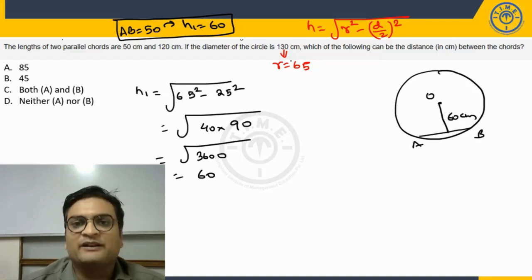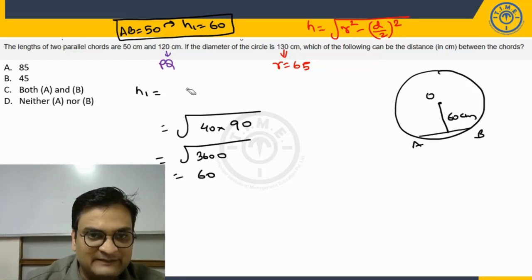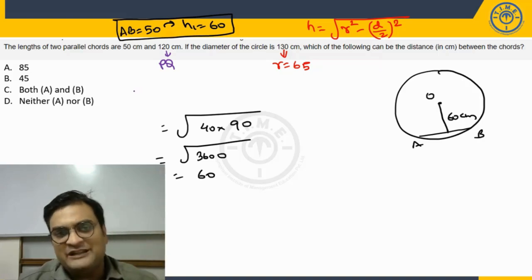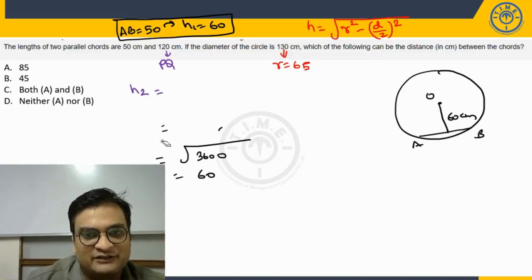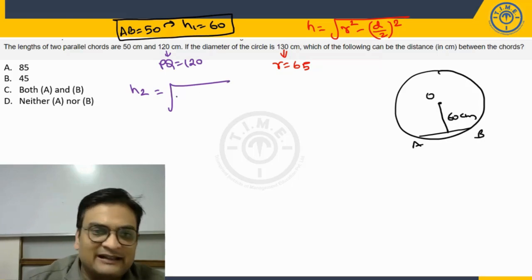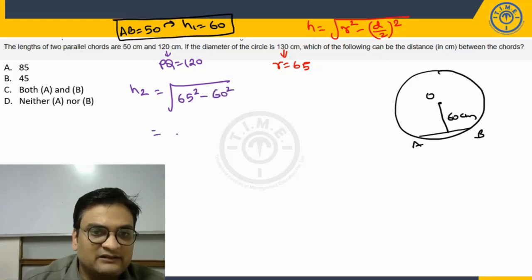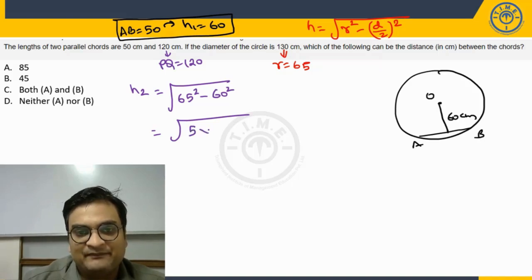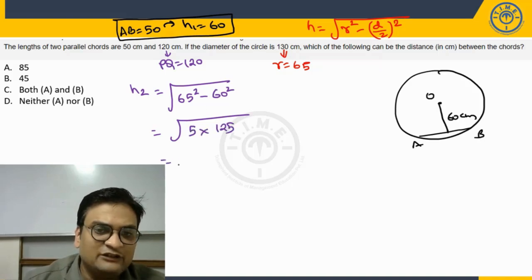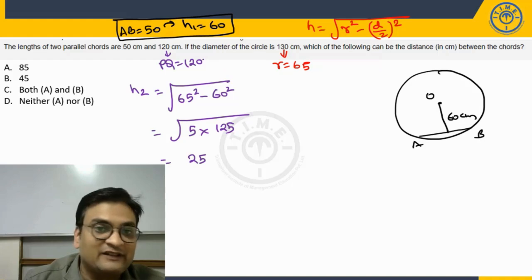Next, let's look at this chord. Let's call it PQ. If we do for PQ the same thing that we did for AB, let's call the distance from the center to PQ as H2. So how much will H2 be? PQ is 120. So H2 will be root over, again R is 65, so 65 square minus (D by 2), 120 by 2 is 60 square. A square minus B square: A minus B is 5, into A plus B is 125. So 5 into 125 is root 625, which is nothing but 25. So in case of the second chord, the distance happens to be only 25 centimeters.